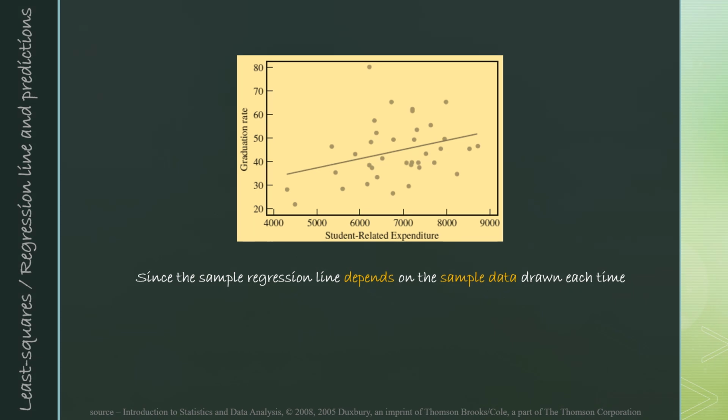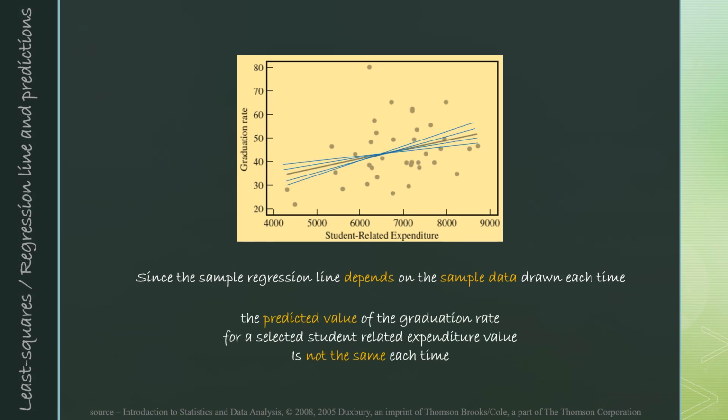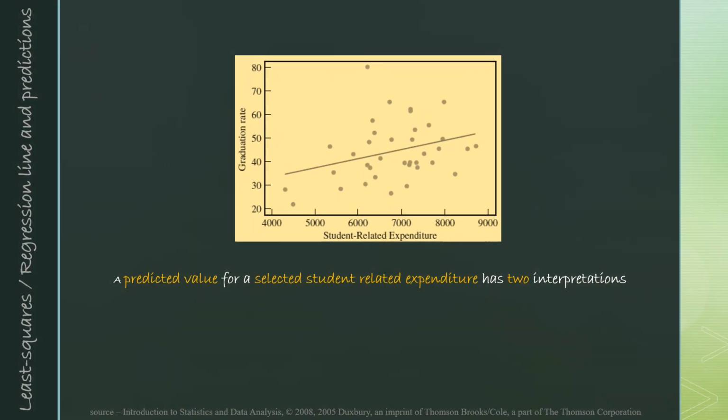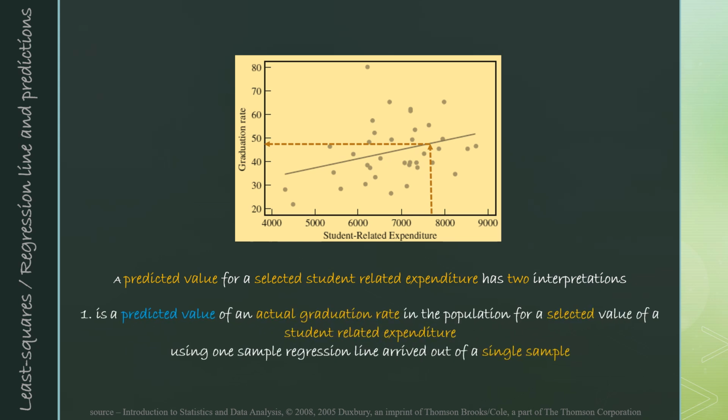Since the sample regression line depends on the sample data drawn each time, the predicted value of the graduation rate for a selected student expenditure value is not the same each time the sample is drawn. A predicted value for a selected student-related expenditure has two interpretations. The first interpretation, as the name suggests, is a predicted value of an actual graduation rate in the population for a selected value of a student-related expenditure.